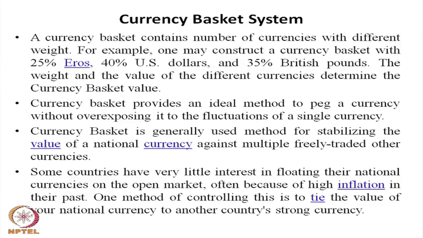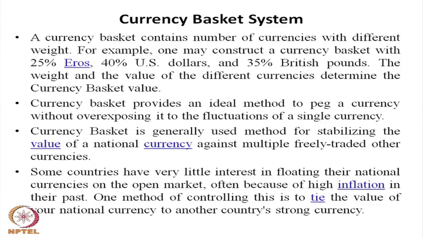and generally the currencies and weights are decided by the countries with which the trade relations are strongest, where exports and imports are higher. That country's currency and the trade weight, the linkage of trade, decide the exchange rate. Suppose a currency basket contains a number of currencies with different weights, as I mentioned. Suppose a currency basket has 25% euro, 40% US dollar, and 35% British pound as the currency weights.